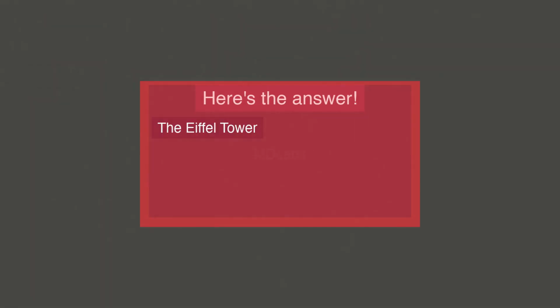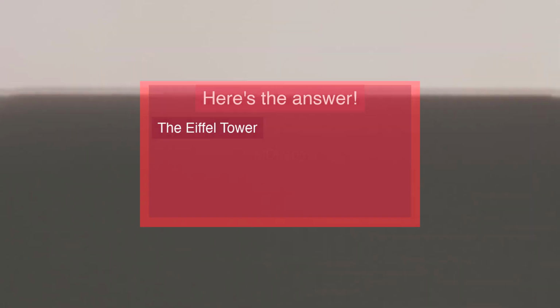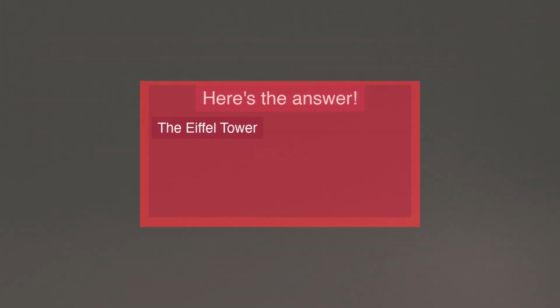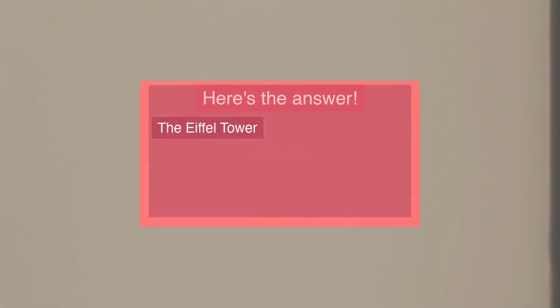The Eiffel Tower is a famous landmark in Paris, France. It is tall and made of iron. Many people visit the tower every year.